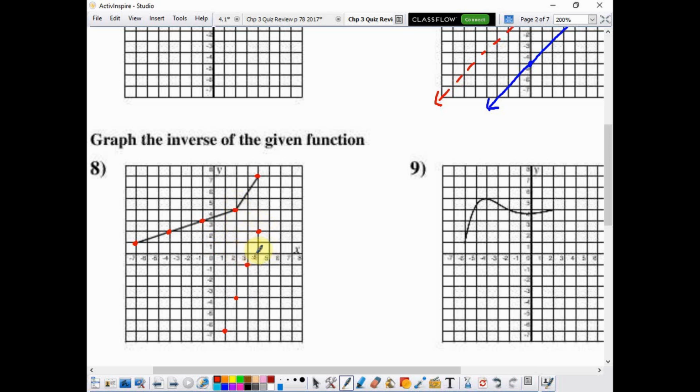And 4, 7 will be 7, 4. So that is the graph of the inverse. If I dot in y equals x, I should be able to see that the function and its inverse are a reflection of each other over the line y equals x.